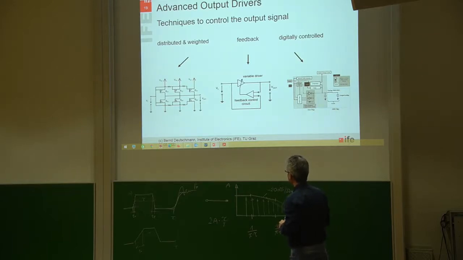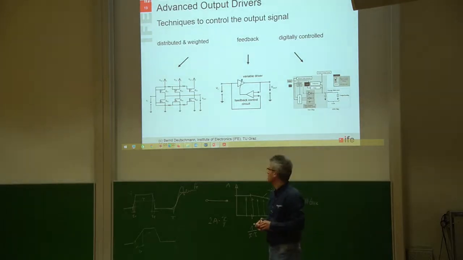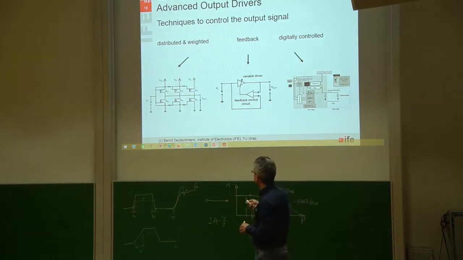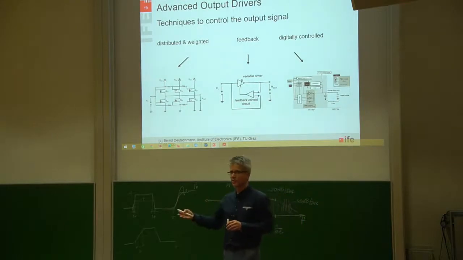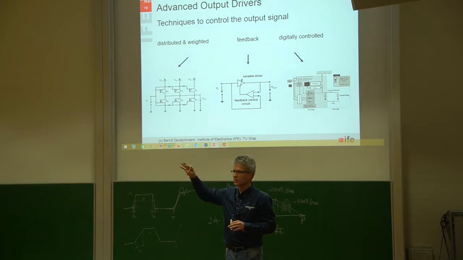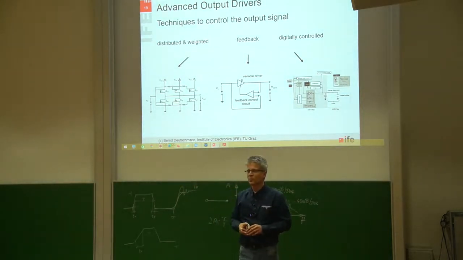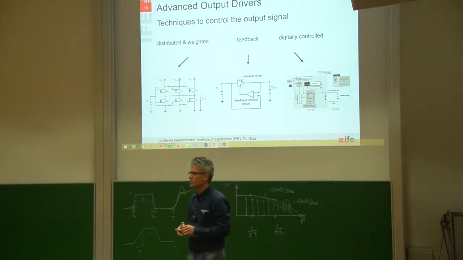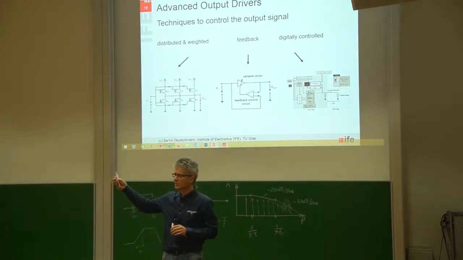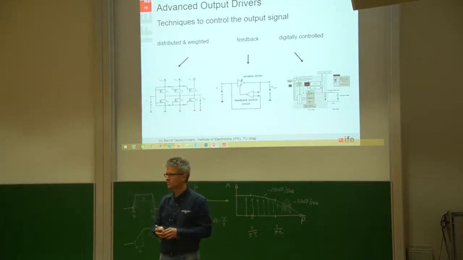So in my output driver that I have designed, I have then finally focused on the distributed and weighted technique. Why? Because on the one hand, it's very simple, and on the other hand, I do not have that much feedback. Although feedback would be highly appreciated, because then I can really control my output signal no matter what kind of capacitor or output load I have. But what could be a drawback related to feedbacks? So where I have a direct connection from the output signal to my internal control structure.